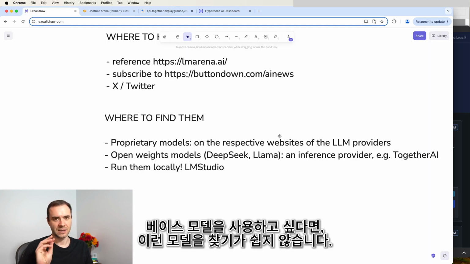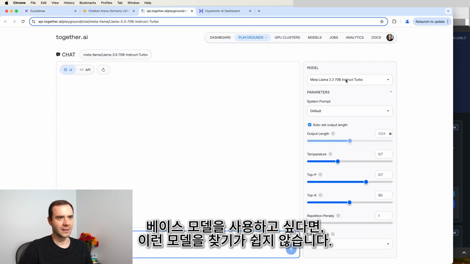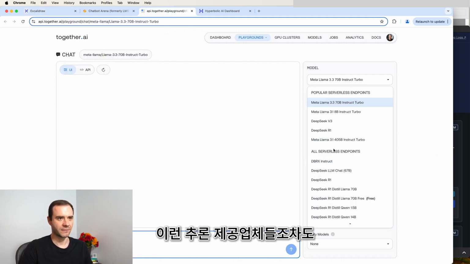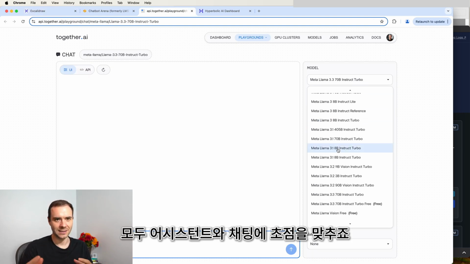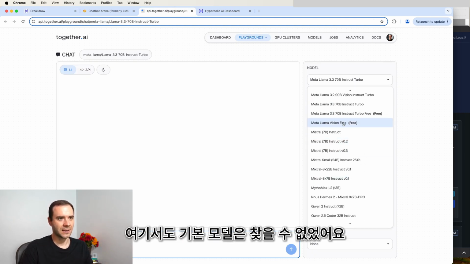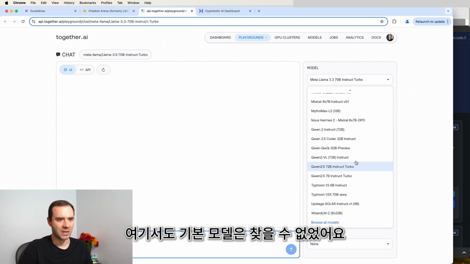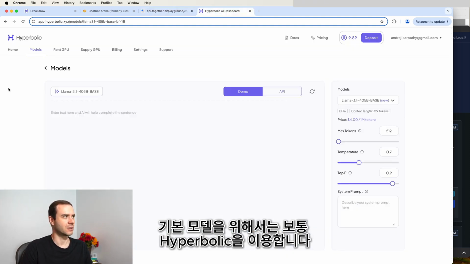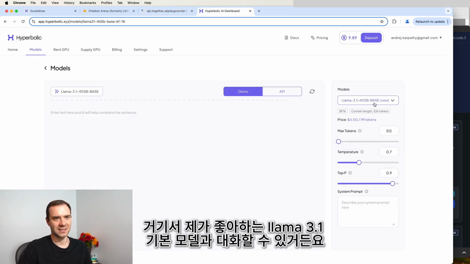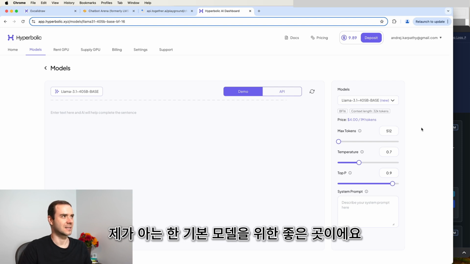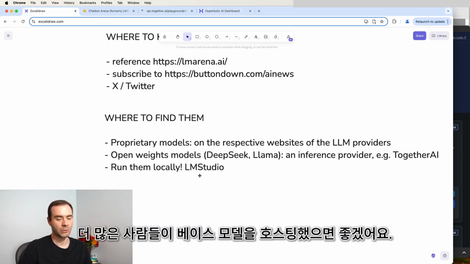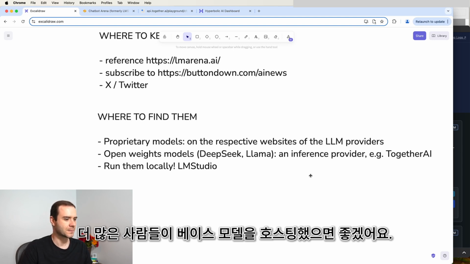Now, if you'd like to use a base model, this is where I think it's not as common to find base models, even on these inference providers. They are all targeting assistants and chat, and so I think even here I couldn't see base models. So for base models, I usually go to Hyperbolic because they serve my Llama 3.1 base, and I love that model. And you can just talk to it here. So as far as I know, this is a good place for a base model, and I wish more people hosted base models because they are useful and interesting to work with in some cases.